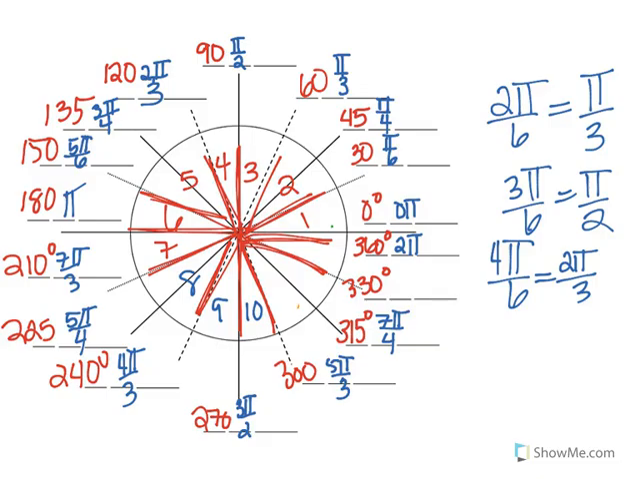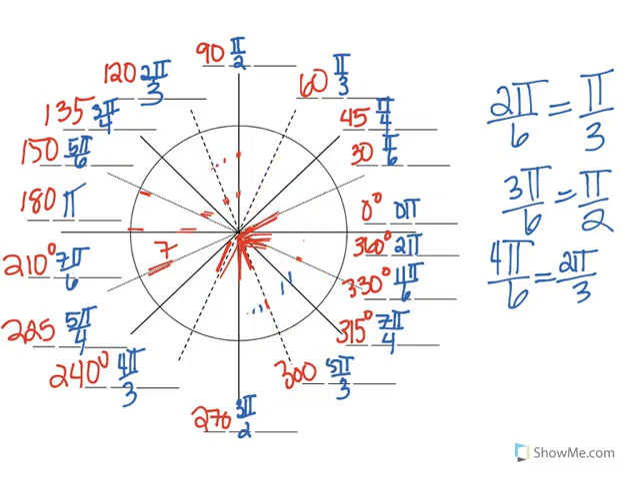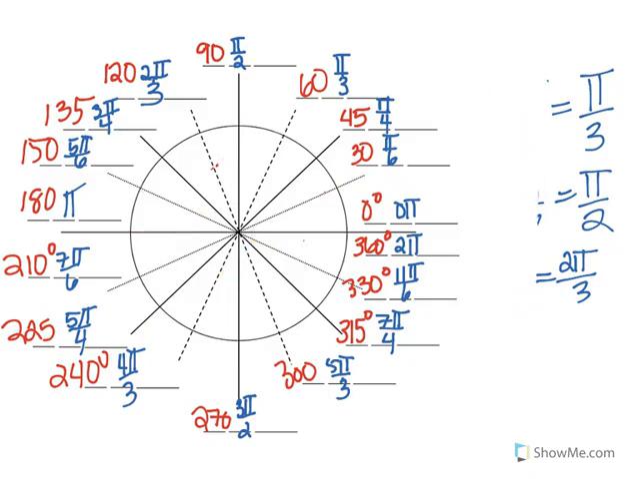Sorry, I keep saying sixths. Thirds, it should be sixths. 10/6, which is 5/3. This one will be 11/6. And then we would have 12/6. So that's how you count with your fractions for your radians.